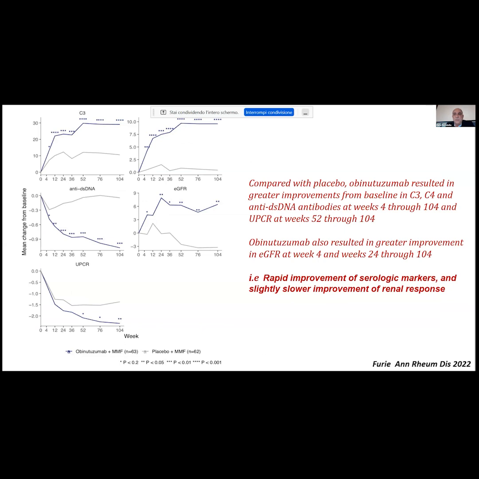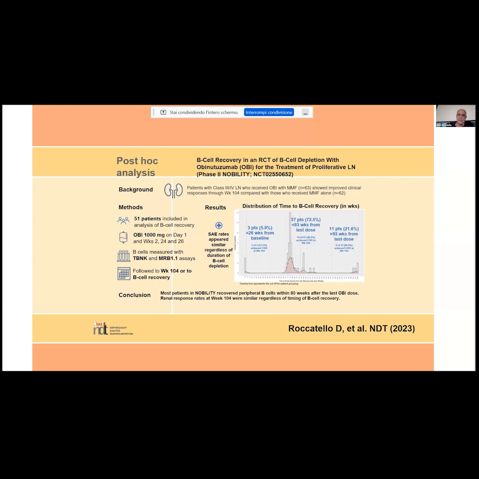Compared to placebo, obinutuzumab resulted in a greater improvement from baseline in C3, C4, and anti-DNA antibody at week 4 through week 104, with good results also in proteinuria. Rapid improvement of serological markers and slightly lower improvement in renal response could be achieved with this very interesting agent, that showed in a post-hoc analysis a long-lasting B-cell depletion.